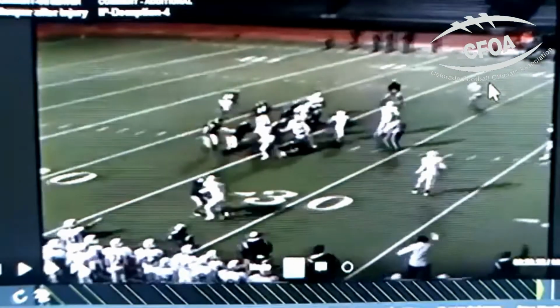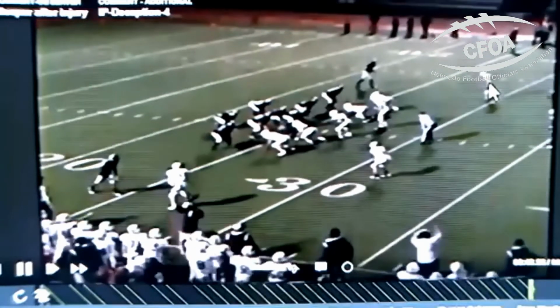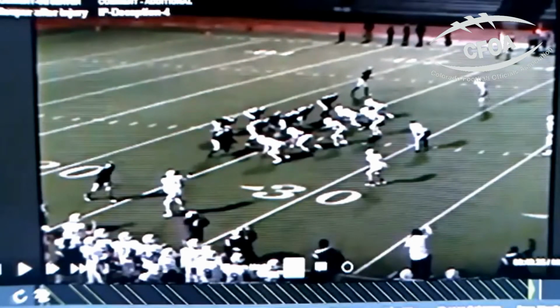25-second play clock, that sleeper was outside the numbers. And that's, as a minimum, a violation of the substitution rule. But this is, again, clearly an attempt to deceive and should be treated as illegal participation.